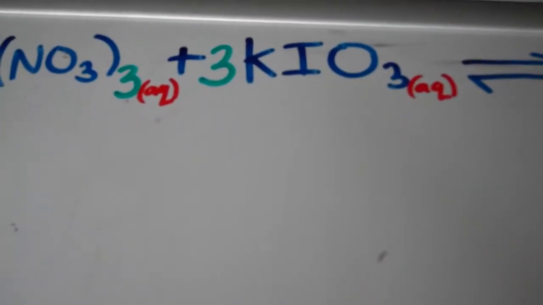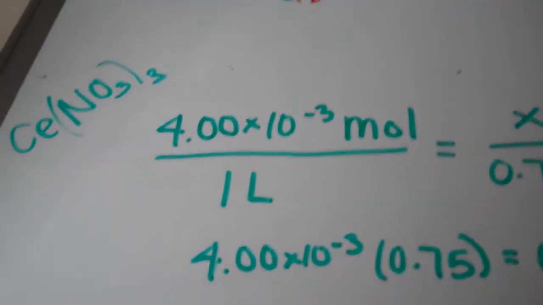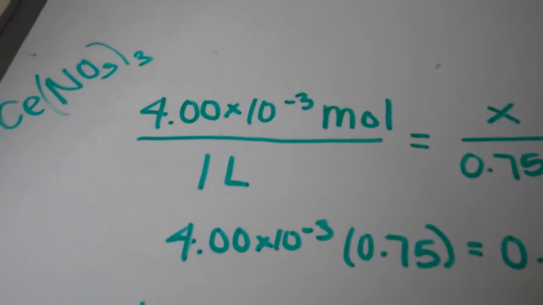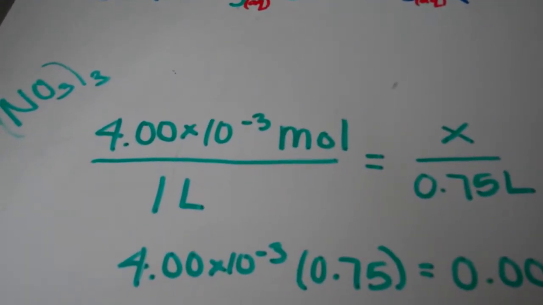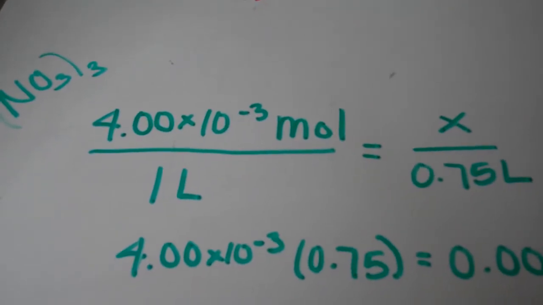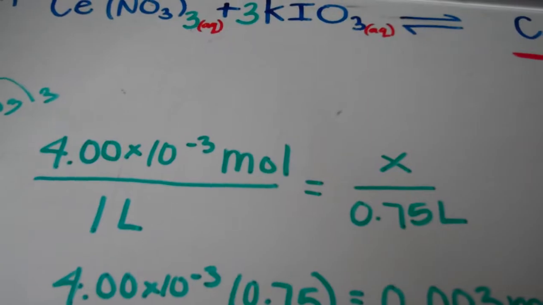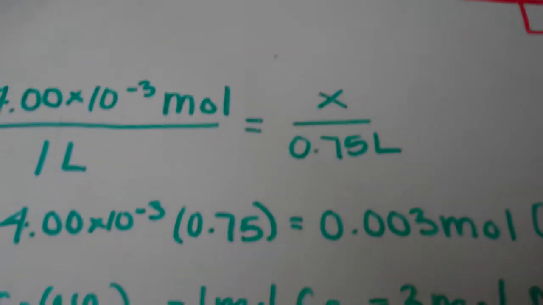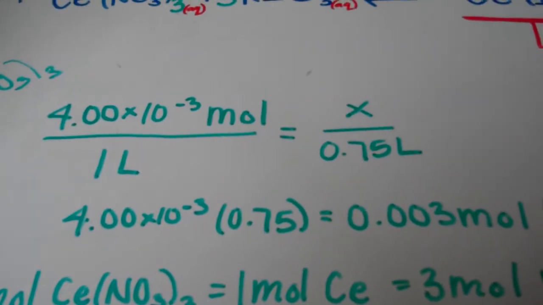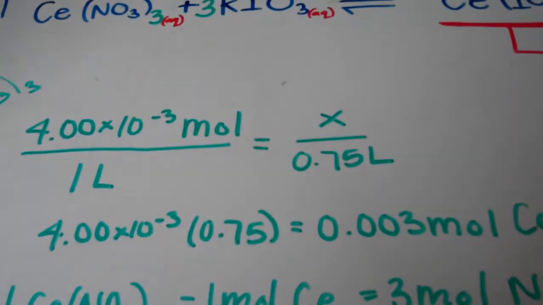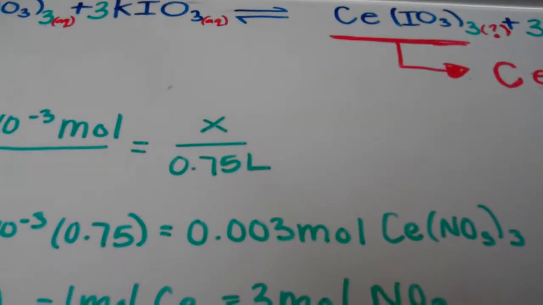So what we need to do is determine the number of moles of each compound that we have. So what we're first going to do is determine the number of moles of Ce and NO3. So we're going to take the 4 times 10 to the negative third moles over 1 liter equals X, our number of moles, all over 0.75 liters, the amount we were given. So to determine this, we will multiply 4 times 10 to the negative third times 0.75. When we do that, we get 0.003 moles of CeNO3.